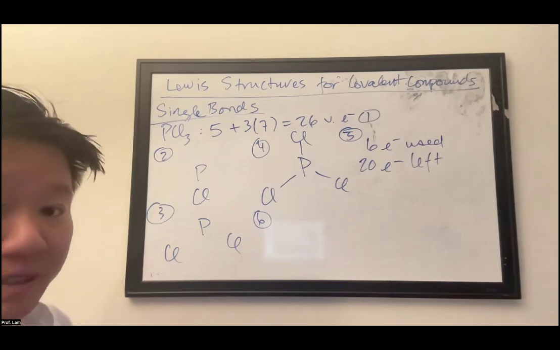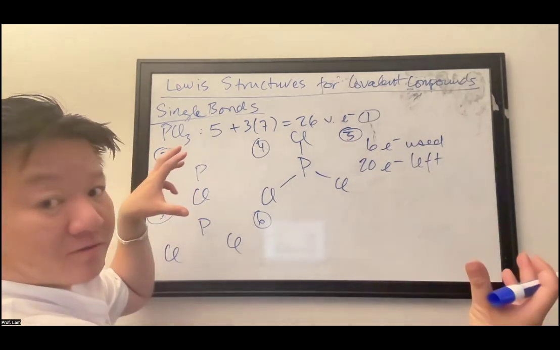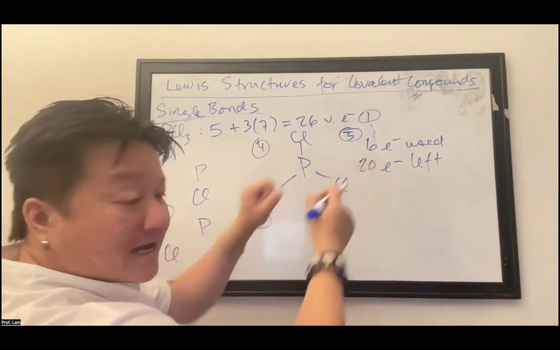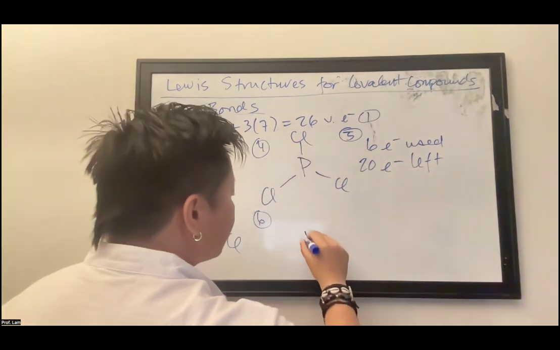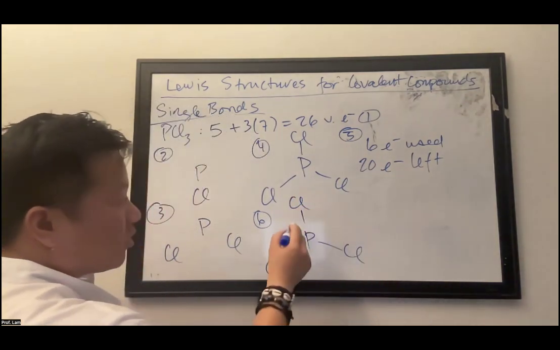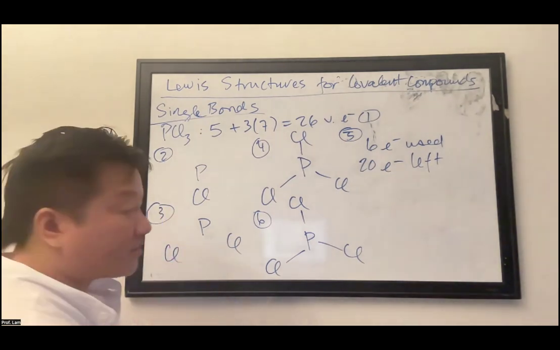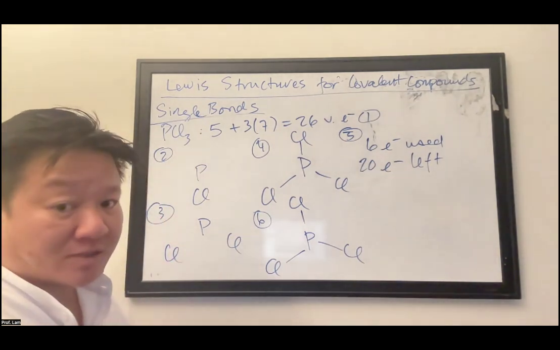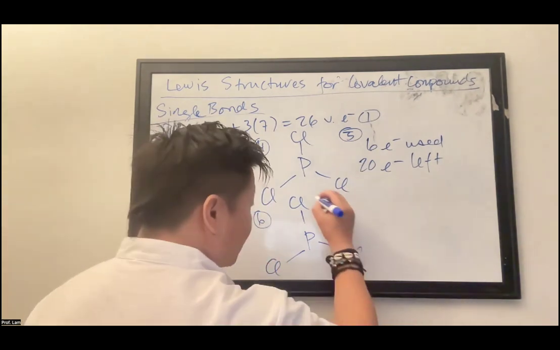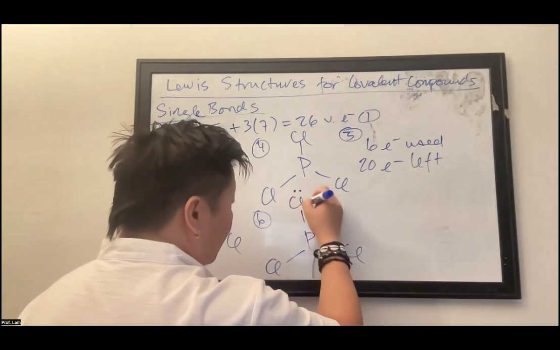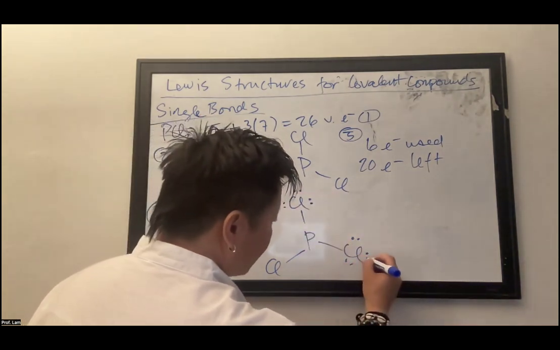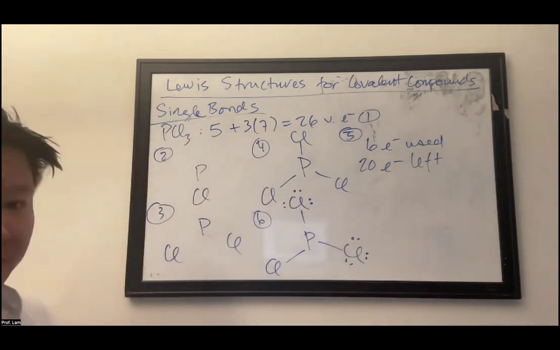In step 6, we're going to take the 20 remaining electrons and put them into your picture. Remember, distribute the remaining electrons as pairs, outside to inside. So the outside gets it first. Each chlorine is already making 1 bond. That's 2 electrons. That means they only need 6 more electrons to get octet. 6 divided by 2 is 3. It's 3 pairs. Remember, it has to be as pairs. So 3 pairs on each of the chlorine to make octet.